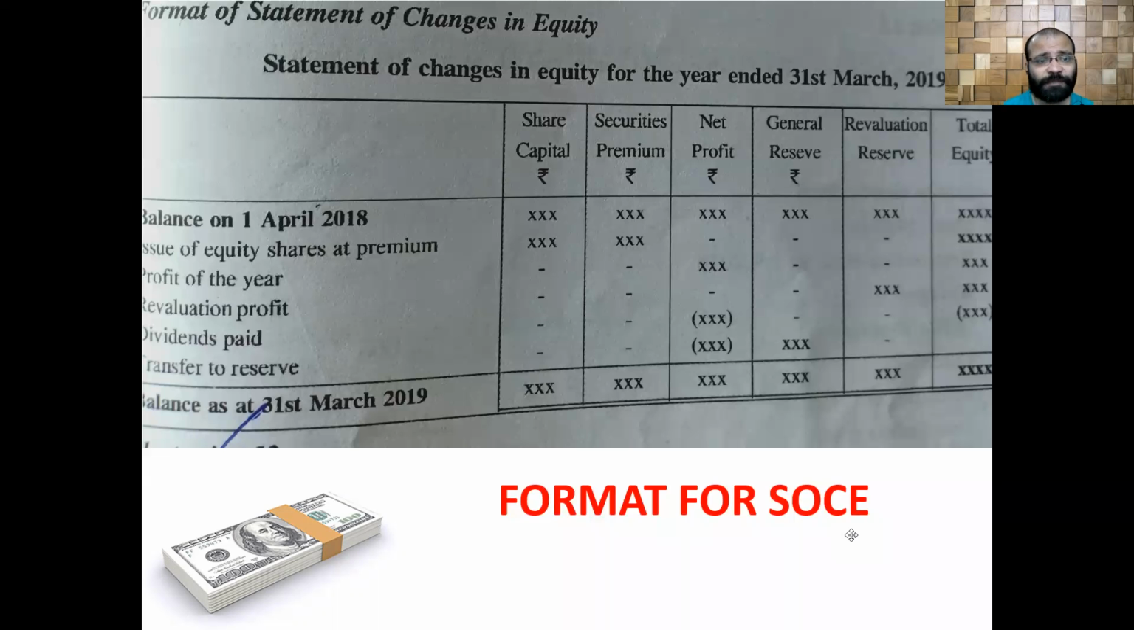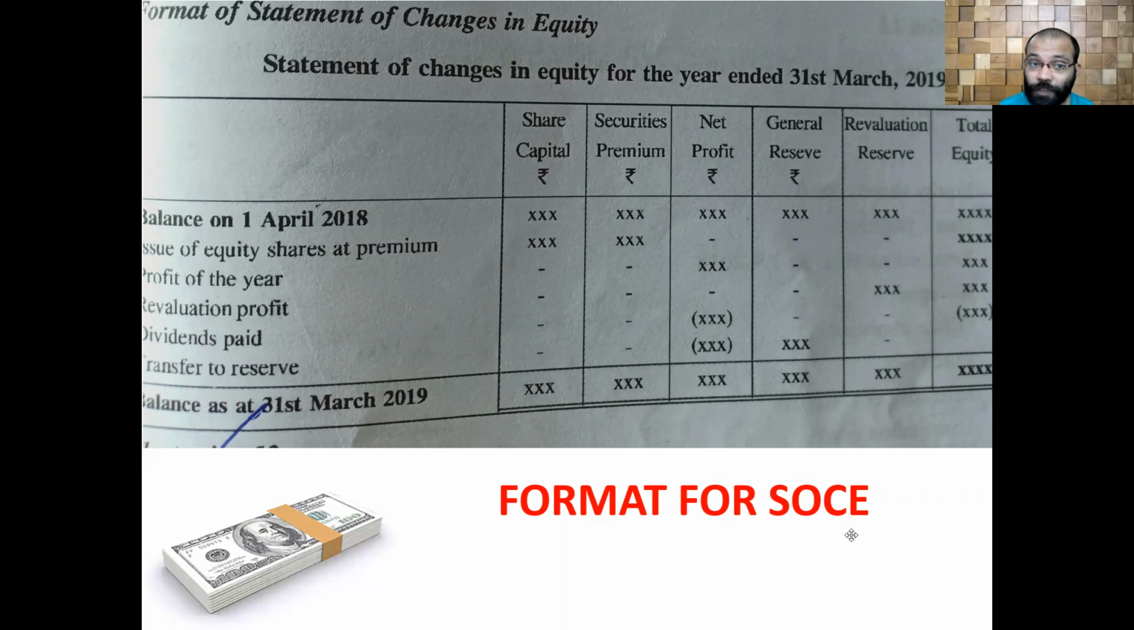So the first item is the balance on the opening date. If you're preparing for 31st March 2019 as the closing period, then obviously the opening period will be April 1st, 2018. The share capital amount you write, securities premium, all that would be given. And there is a row-wise total, for the first row, that is share capital plus securities premium plus net profit plus general reserve plus revaluation reserve. That will give the total for the opening balance. Please remember that.